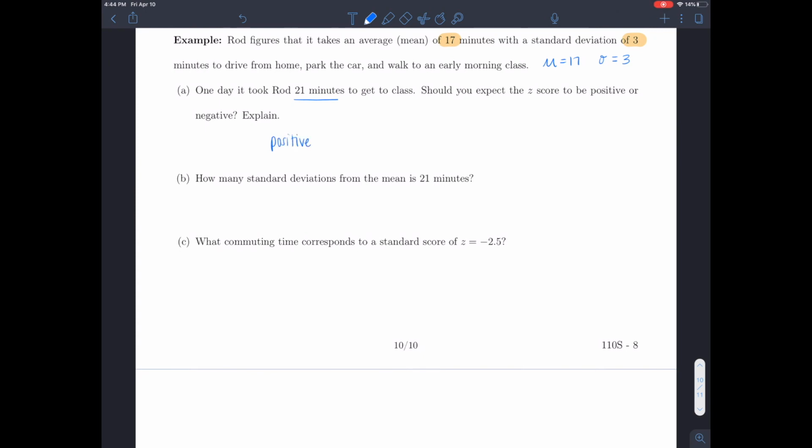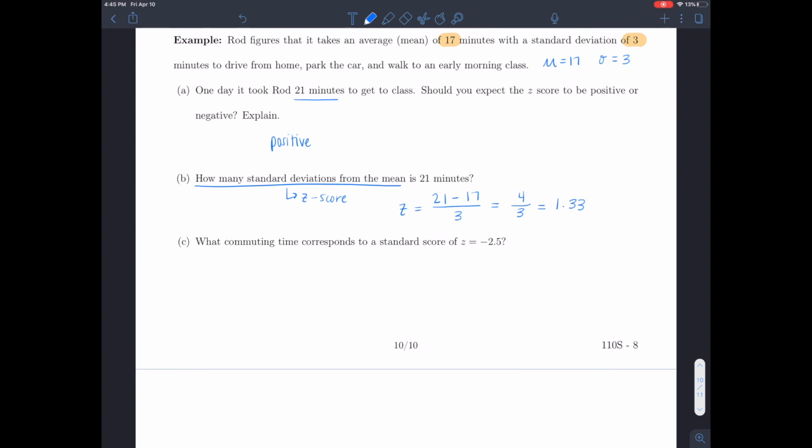Part B is asking how many standard deviations 21 minutes is from the mean. To answer this, we need to find the z-score. So that's the definition of z-score. So how many standard deviations from the mean? This is the z-score. So when you find the z-score here, you're going to get 21 minus 17 divided by 3, which is going to give you 4 over 3, which equals 1.33. So it's 1.33 standard deviations from the mean.